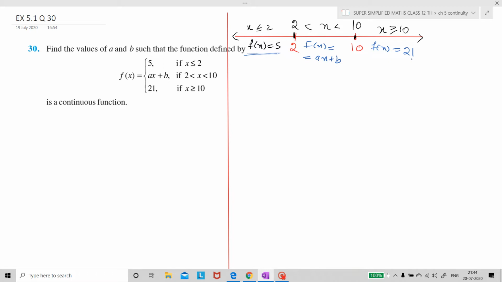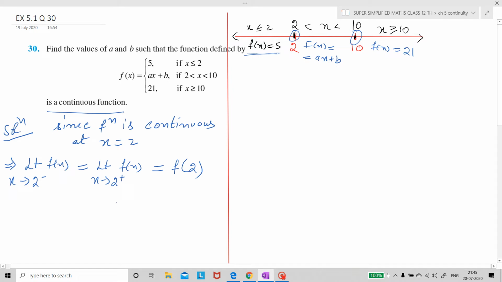So what can be the point of discontinuity? The point of discontinuity can be either 2 or 10, we have to check. So we have to check the continuity of this function. No, we don't have to check the continuity. It is given to you. The function is continuous. So at all the remaining points, it is obviously continuous. So you will use the continuity of the function at 2 and the continuity of the function at 10 and find the values of a and b.